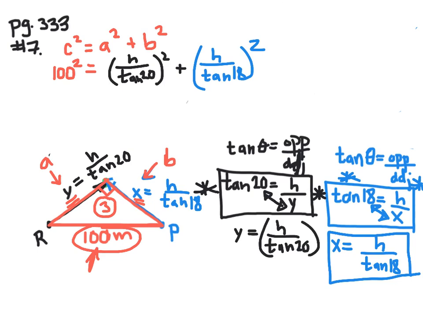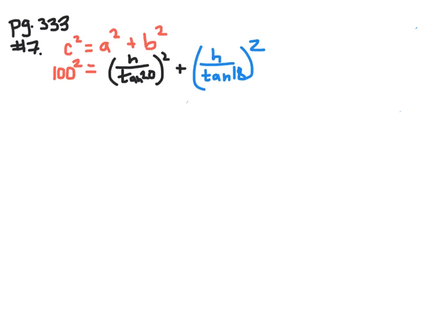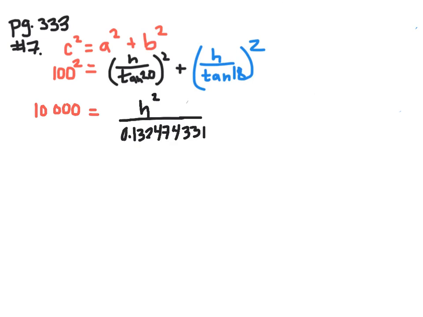And so now I could actually solve this problem. When I do 100 squared, I get 10,000. This equals, now squaring both top and bottom of that number, h squared at the top is h squared, and then if I do tan of 20 squared, all I would do is take tan of 20 and square that, and I should get 0.132474331. This is one way of doing it.